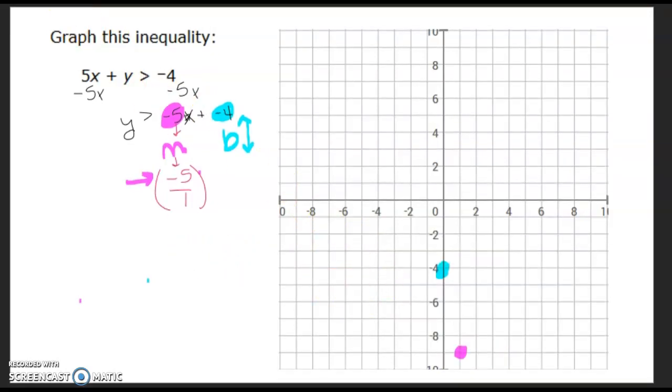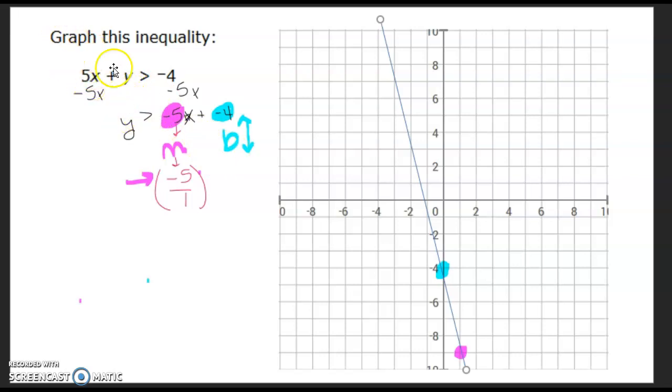Shapes. Draw. There we go. Here is my line that I'm going to draw. So I drew my line. IXL connects them for you. They're super nice that way. So now I have to ask myself, is it dotted or solid?